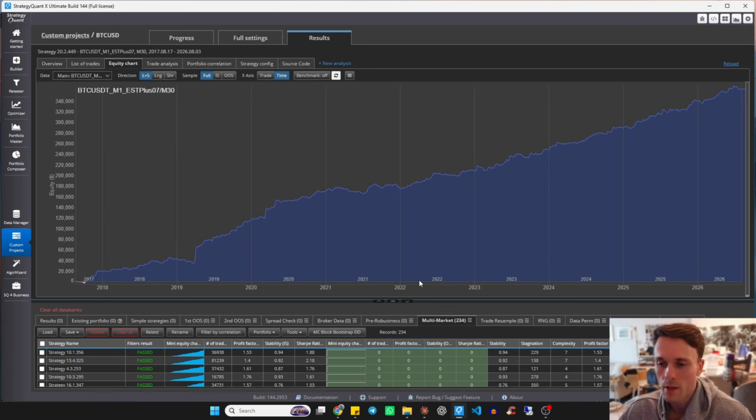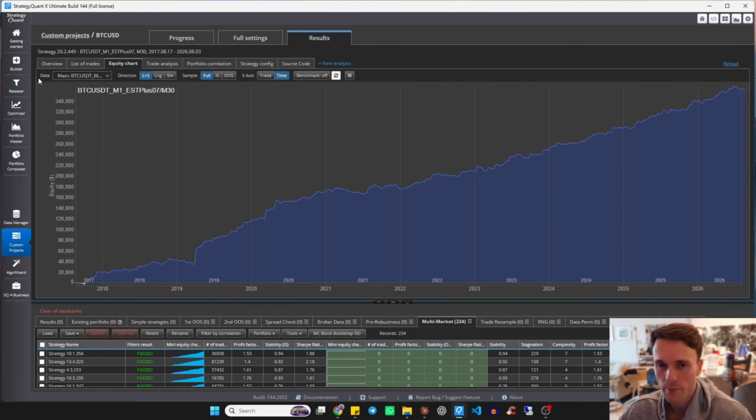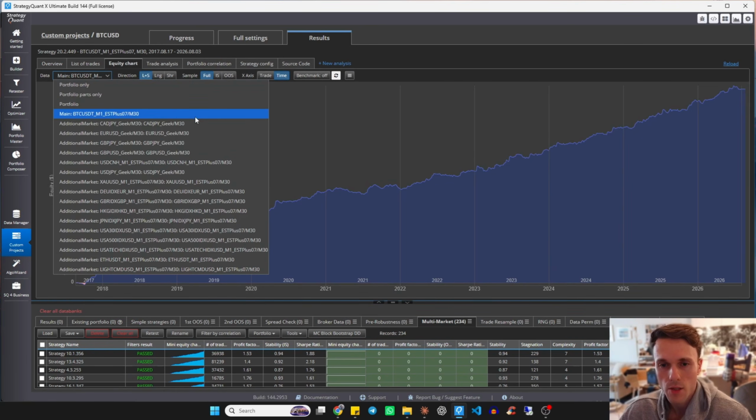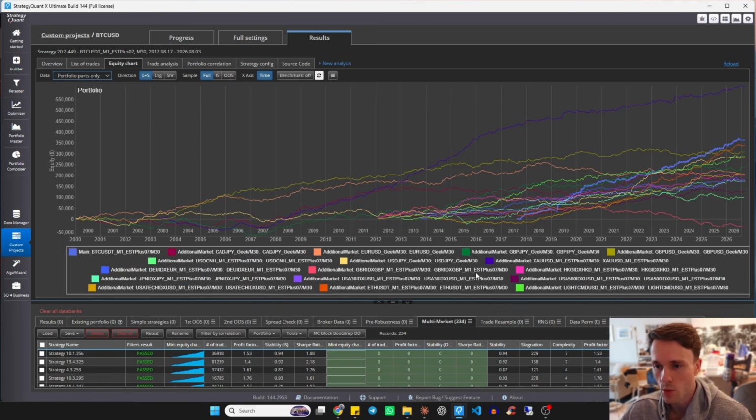Now, one other thing that is really nice about this and shocking is that this strategy here works on many, many different markets. And this is one of the key tests that I have in my workflow to determine whether a strategy is robust or not. So we can see here, let's show the portfolio parts. I've run it on all of the exact same strategy, exact same parameters. I've run it on many, many different markets.